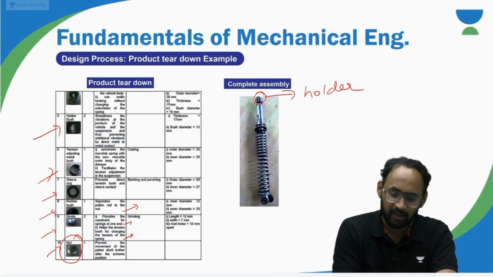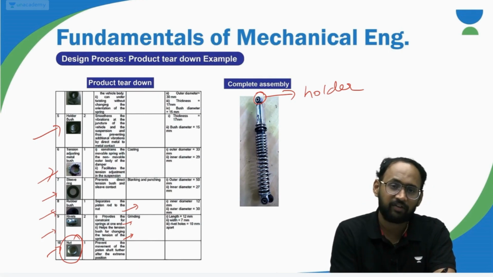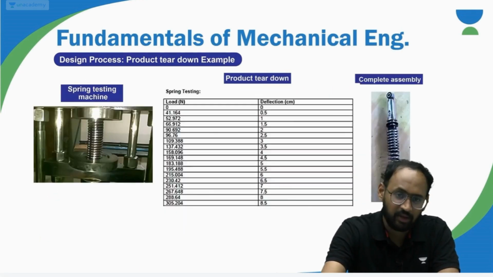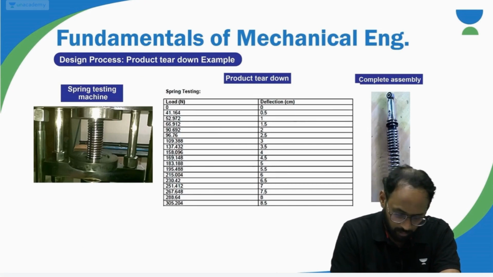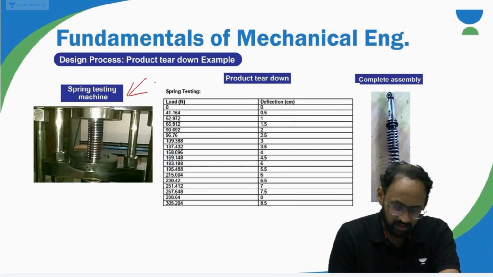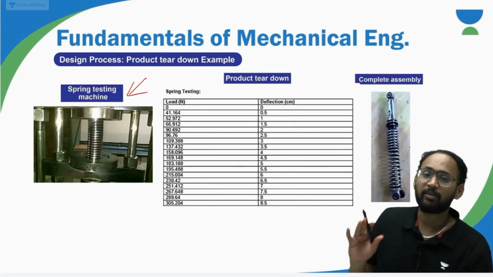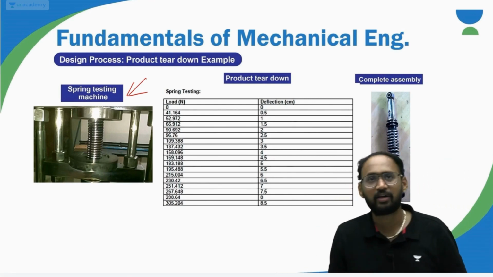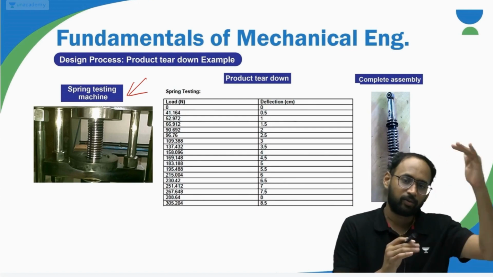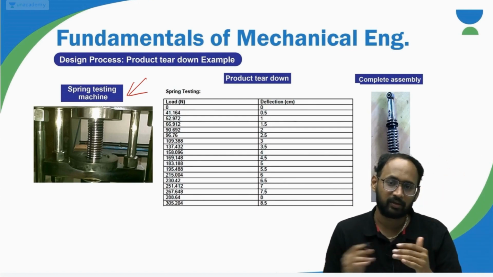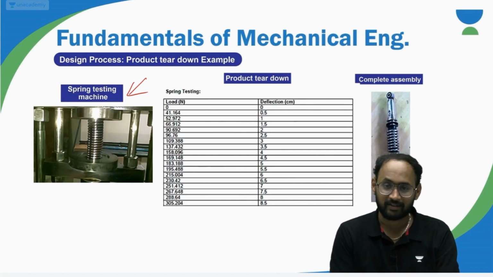So now once I have the product teardown, the next step is I'm going to put it into an STM, or the spring testing machine. It's a linear helical spring. I'm going to put it under a spring testing machine, and this is a measurement phase. This is just a practical example: you have a component, you tear it down and then you measure it, and you get the characteristics.